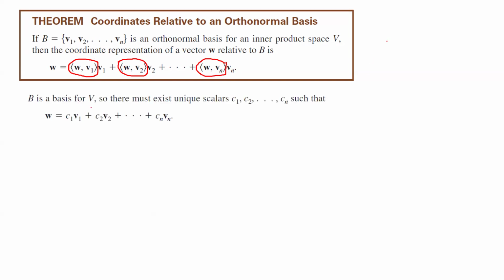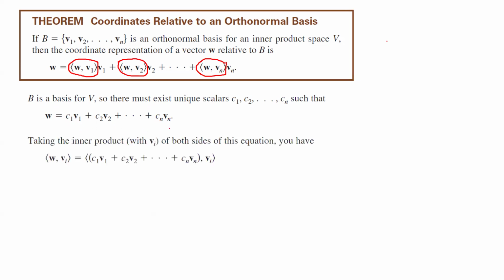If B is a basis for vector space V, there must exist unique scalars c1, c2, ..., cn, such that w can be written as a linear combination of ci vi. What's the meaning of that? It means that if I take the inner product with vi, the inner product of w and vi is equal to the linear combination of v1, v2, v3, ..., vn. So I'm just substituting that right here.